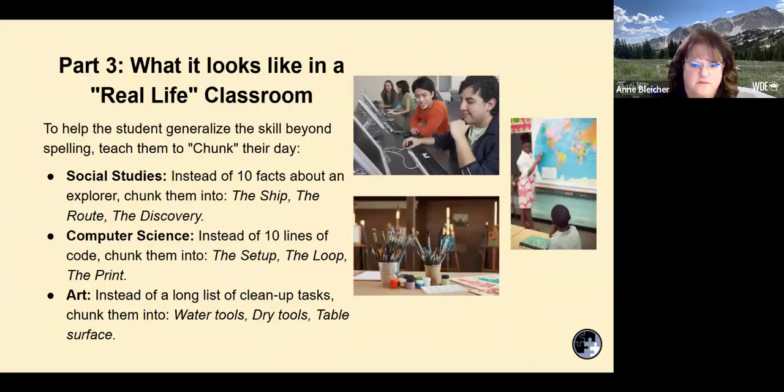In a real life classroom setting, chunking is often associated just with spelling, but its true power lies in executive functioning.